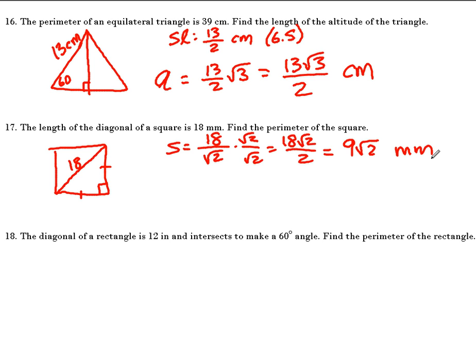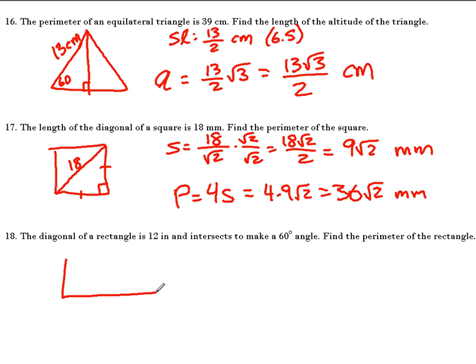Well, that's what one side is. To get the perimeter, I need to do 4 times that side length. So 4 times 9 square roots of 2 is equal to 36 times the square root of 2. So 36 root 2 millimeters.